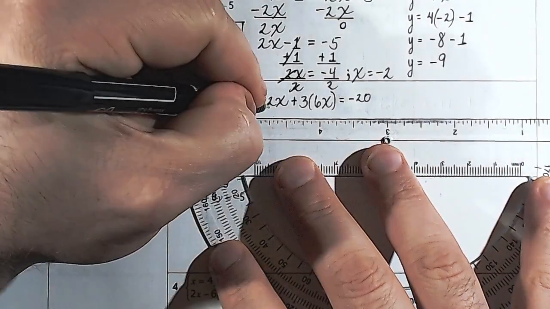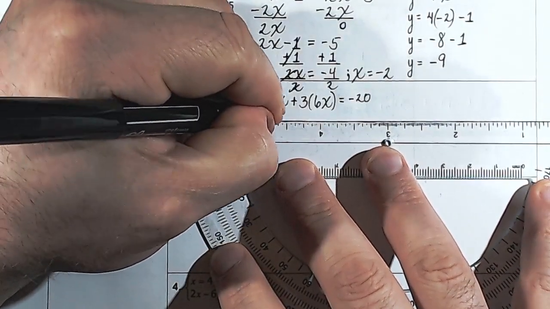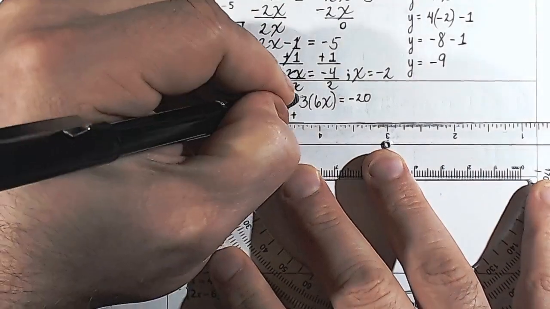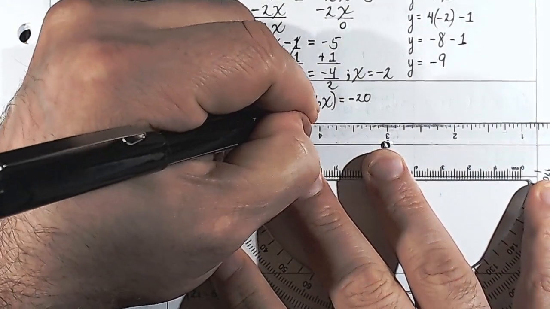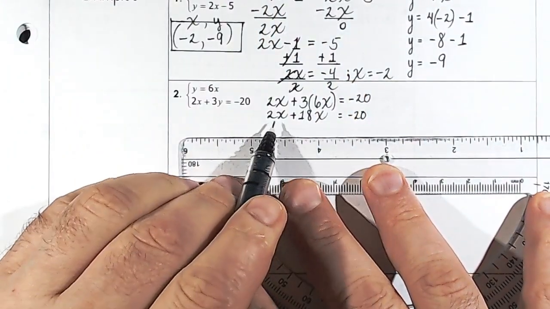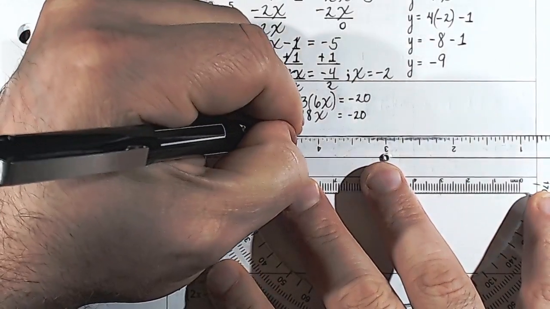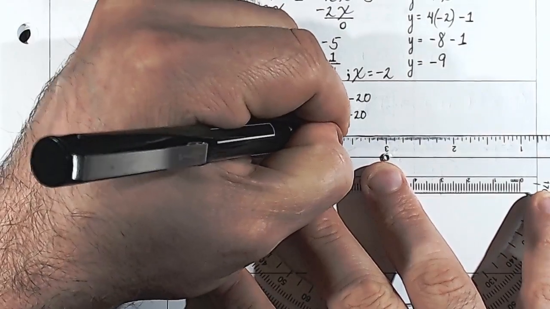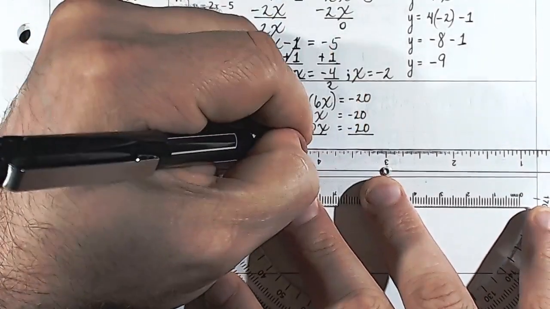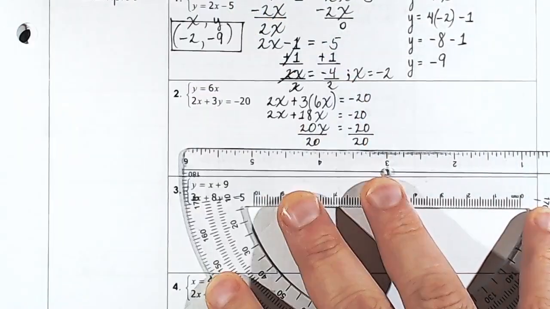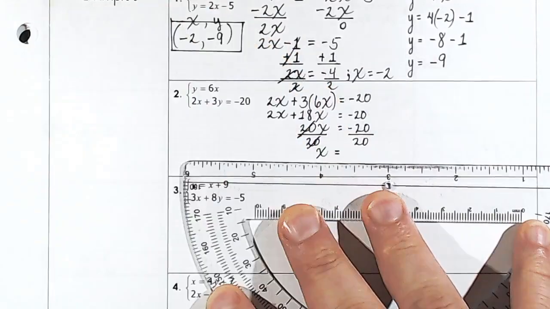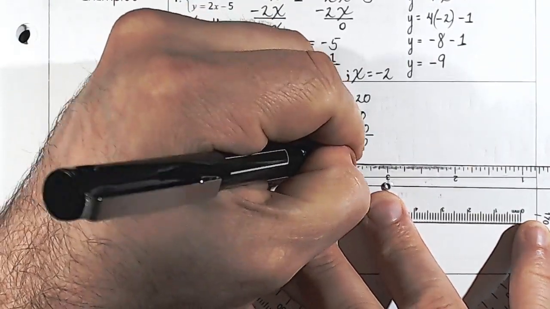Okay, so now we're going to do a new line. 2x plus, and now I need to distribute 3 to 6x. 3 times 6x is 18x. 2x plus 18x equals negative 20. And now I just add 2x plus 18x to get 20x. 20x equals negative 20. And now to get x by itself, I just divide the top and the bottom by 20. Cancel out those 20s, get x by itself. X is equal to negative 20 divided by 20, which is -1.